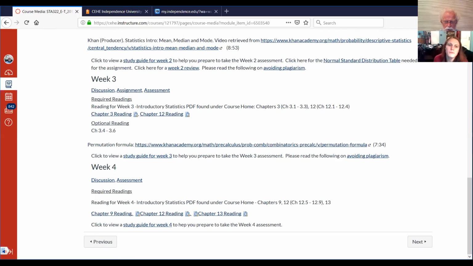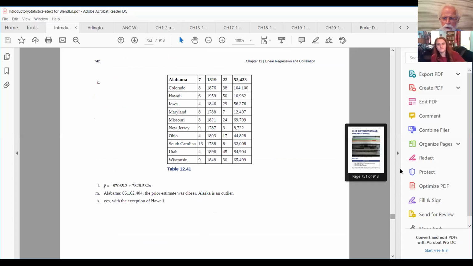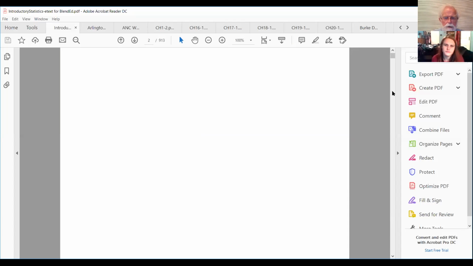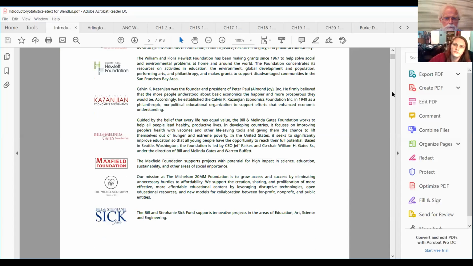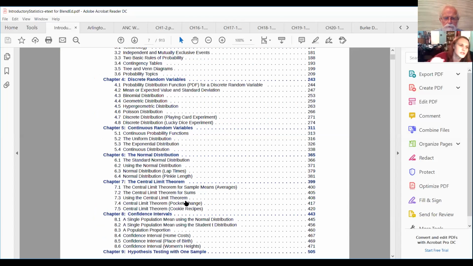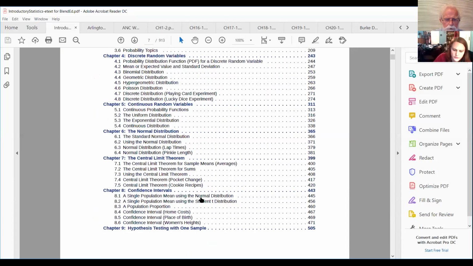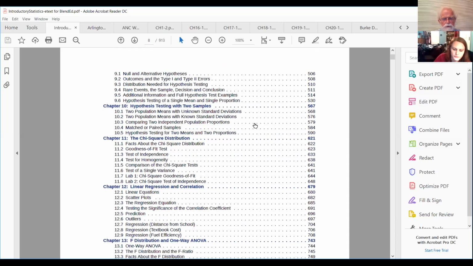Chapter 9, let's go back and look at the textbook again. The PDF, yeah, these aren't the same. They don't line up, right? It's chapters 13, 12, and 9 this week. And chapter 9 is hypothesis testing. So we're not actually discussing any of that.